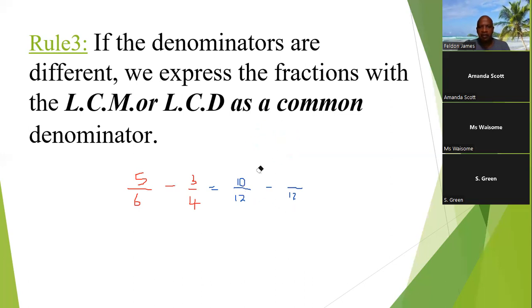Now, how can we get the numerator for the next one then? What would be the numerator for the second fraction? What would you do to this 4 to get 12? Times it by 3. You would times this by 3. So to get the numerator, you also have to times it by 3. So we say 3 3's give you 9. Everybody see that?